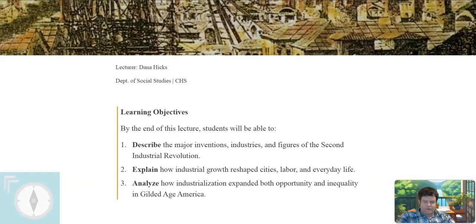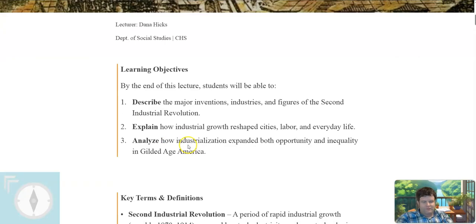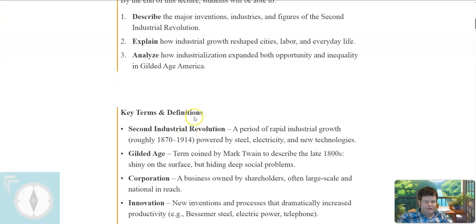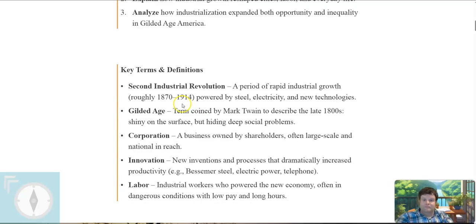By the end of this lecture, we're looking to: 1. Describe the major inventions, industries, and figures of the Second Industrial Revolution. 2. Explain how industrial growth reshapes cities, labor, and everyday life. 3. Analyze how industrialization expanded both opportunity and, to some degree, inequality as well in Gilded Age America. You may not know what all those words mean, but we'll try and cover some of them in the lecture. Feel free to pause the video to look things up as well.